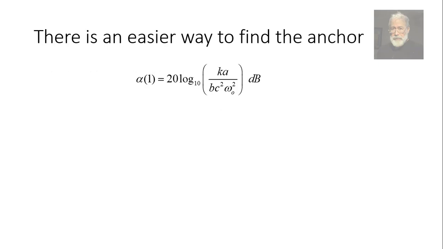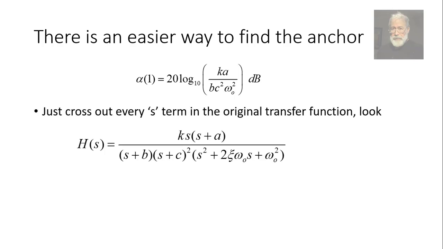Is there an easier way to find that anchor? Oh yes, there is. If you just take the original transfer function and you cross out any term that has an s in it, like so, what is left is exactly the constant that you need to take 20 times the logarithm of, to have the value of the transfer function at 1 radian per second, to find your anchor. Easier, huh? Easier.